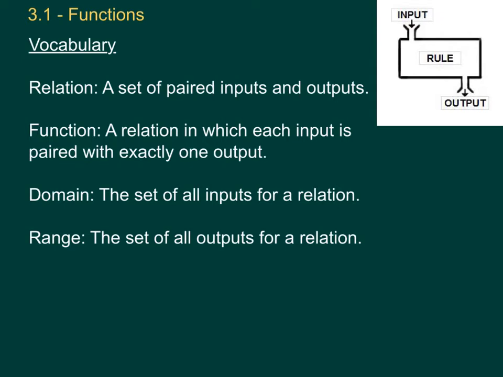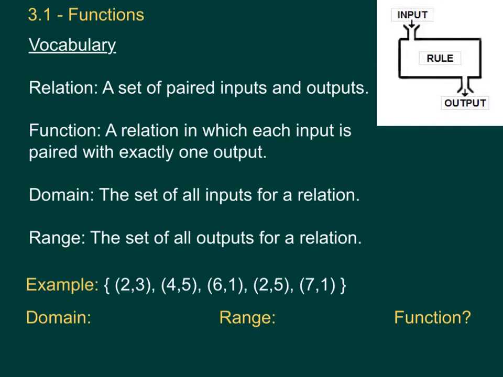The domain is a set of all the inputs. So the domain starts here, that's where we start. And then we go to the range, which is the set of all of the outputs. And so that's how we can kind of think about relations and then functions. But that's not too helpful unless we have an example. So let's look at an example of a relation.